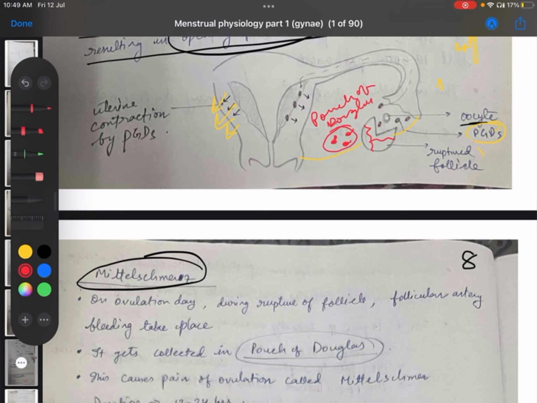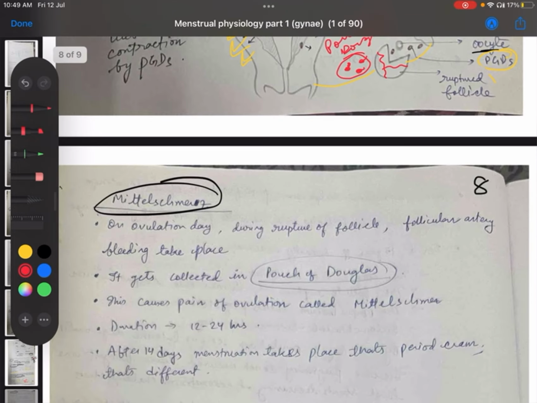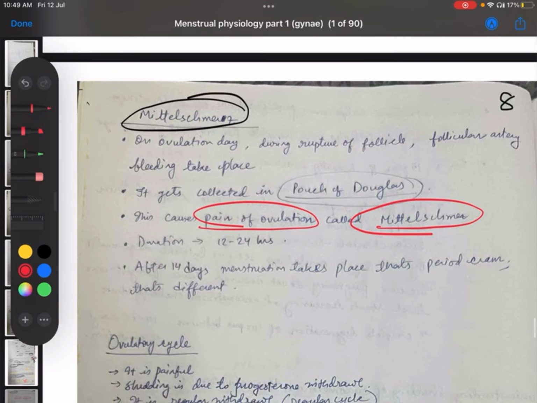As a result, the person will be suffering from pain. That particular pain is called the pain of ovulation. Another term is Mittelschmerz. Remember the term Mittelschmerz. Its duration is 12 to 24 hours. Very mild pain, not so much recognizable. After 14 days, menstruation takes place, and then period cramp takes place. That's different. Period cramp is different. Okay, that is dysmenorrhea.